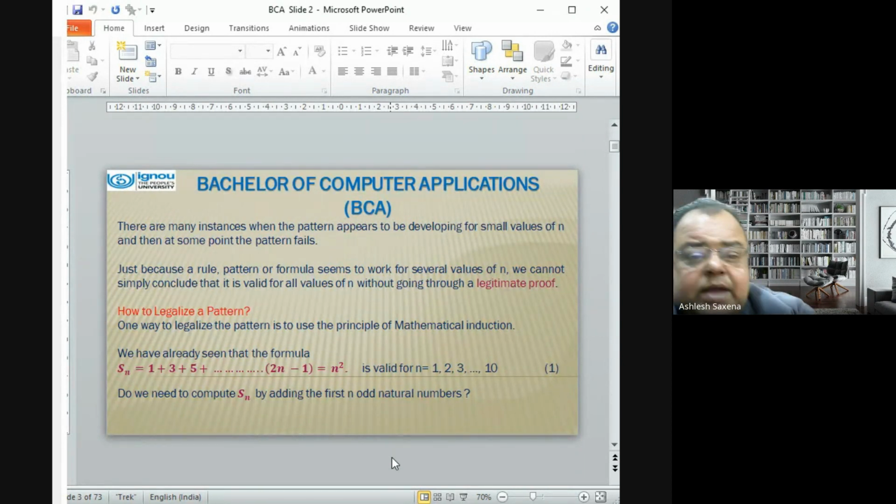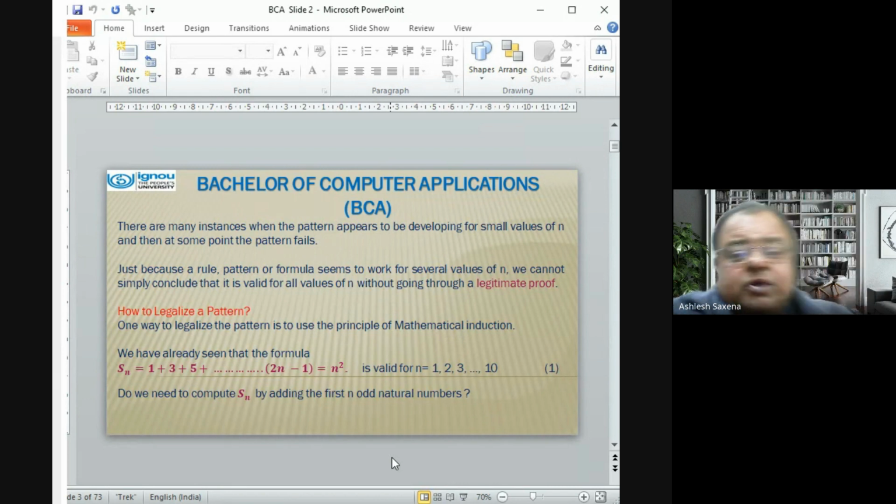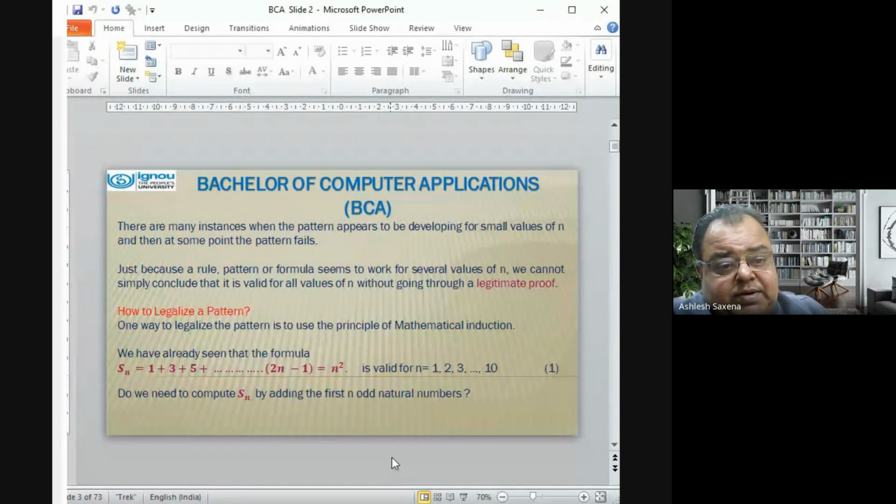Okay. Now going back. There are many instances when the pattern appears to be developing for small values of n, and then at some point the pattern fails. Just because a rule, a pattern or formula seems to work for several values of n, we cannot simply conclude that it is valid for all values of n without going through a legitimate proof. Now the thing is how to legitimize a pattern. One way to legitimize the pattern is to use the principle of mathematical induction.